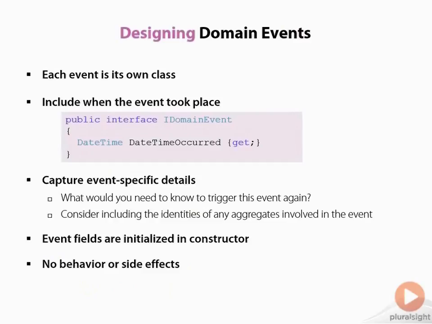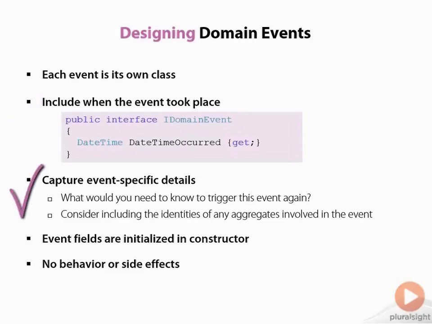Here's some more things to keep in mind when you're creating domain events. We've already mentioned that domain events are objects, but to be more specific, each domain event should be its own class. It's also usually a good idea to note when the event took place, since frequently the code that's handling the event might run some time after the event occurred. It can be helpful to create an interface that defines the common requirements of your domain events, like this one, the IDomainEvent, that's capturing the date and time the event occurred.